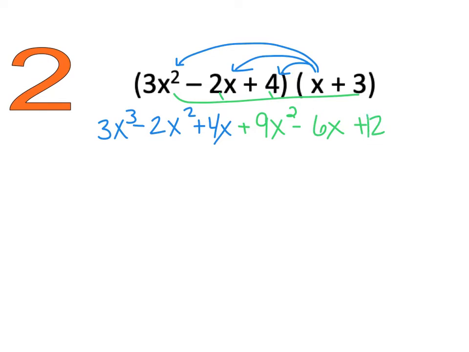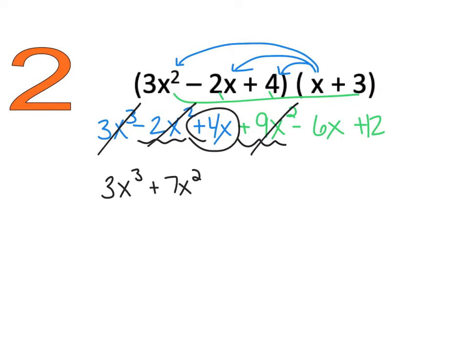And combine my like terms. So 3x cubed, then I have a minus 2x squared and a plus 9x squared would be positive 7x squared. I have a plus 4x and a minus 6x is minus 2x. And then a constant of plus 12.